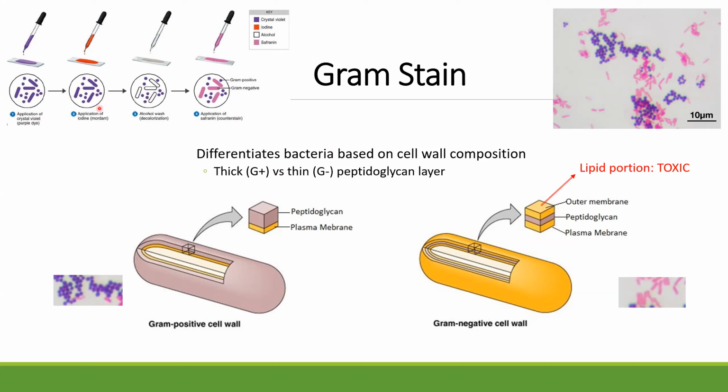The next thing you do is add iodine. You do an alcohol wash, which is the decolorization, and then you apply this pink stain, safranin, which is a counterstain. When you add it to the gram-positive bacteria, it doesn't do anything because it's already stained purple, so it doesn't matter. But when you add it to the gram-negative bacteria, it now has this pink appearance. So that is why gram-negative bacteria will appear pink when stained with this crystal violet gram stain, and why gram-positive bacteria will stain purple.